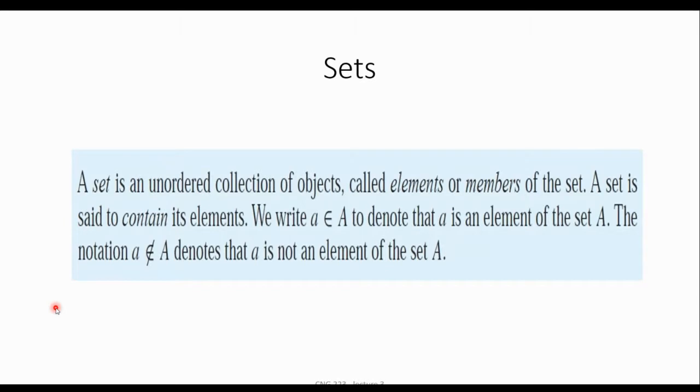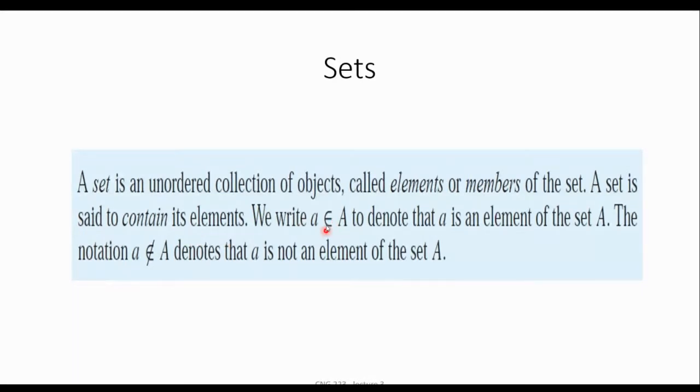A set is an unordered collection of objects. When we say unordered, it's not necessarily unordered. Even if it is ordered, it's okay. But what we are saying is that order doesn't matter inside the collection in this set. So a set is an unordered collection of objects called elements or members of the set. Usually we call them elements or members. A set is said to contain its elements.